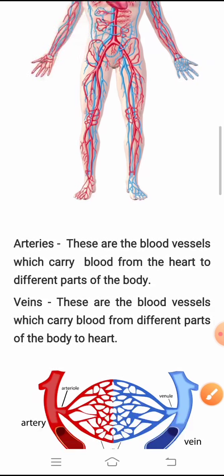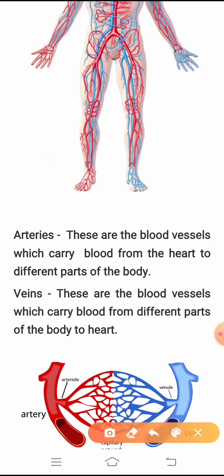Now let us understand what the components of the circulatory system are. The first one was arteries. As I told you, the arteries are the blood vessels. So what is the function of these arteries?